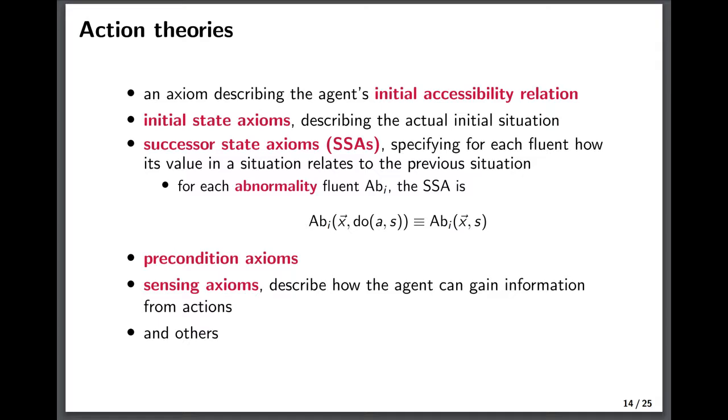We will require that each abnormality fluent, ab i, has this SSA, which says that it isn't changed by actions. So what's abnormal stays the same. That constraint is not a great limitation, as we can represent implausible events as being predetermined by the initial situation. Note that abnormalities need a situation argument, despite not changing, so that we can associate different plausibility levels with different initial situations.